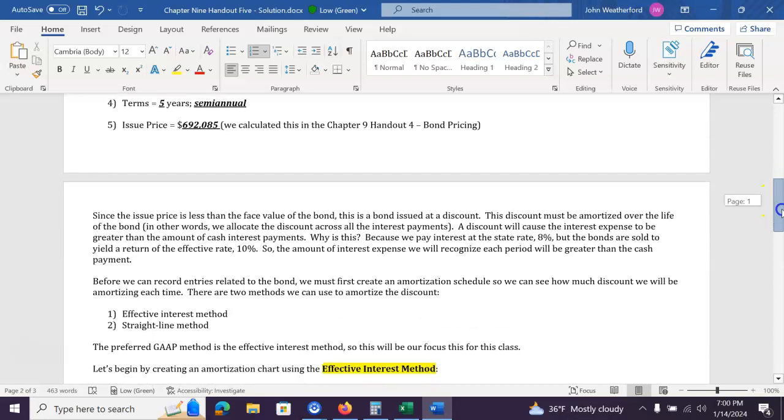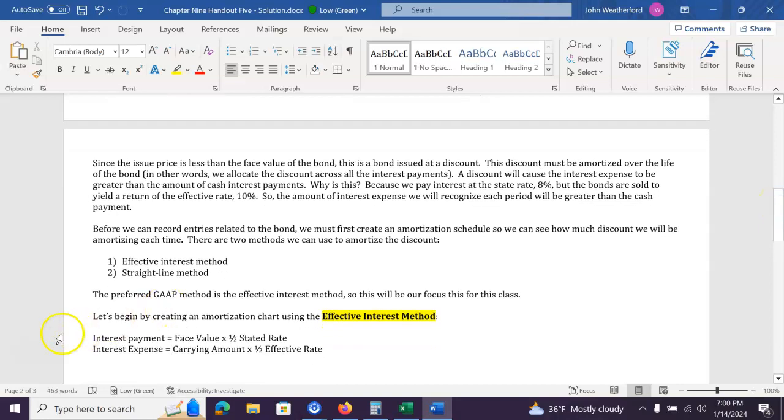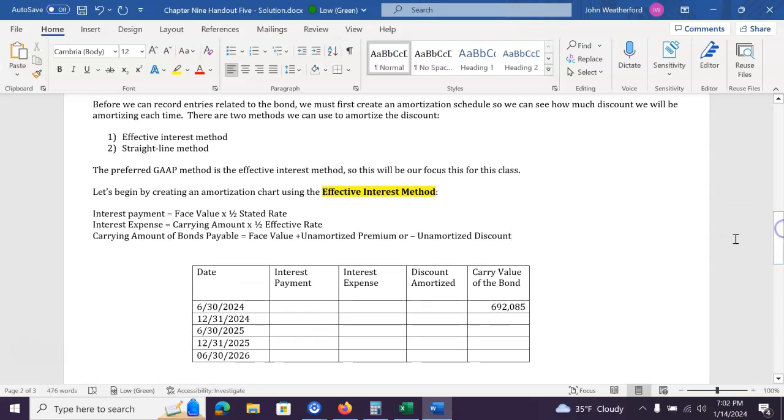With it, our interest payment is always the face value times half the stated rate. And that's static, the same for each interest payment period. But our interest expense is always equal to the carrying amount of the bonds times half the effective rate. And the carrying amount or carrying value of the bonds payable is equal to the face value plus any unamortized premium and minus any unamortized discount. So we'll fill in this amortization schedule here, you guys. The carrying value of the bonds when they're issued would be equal to the issue price.